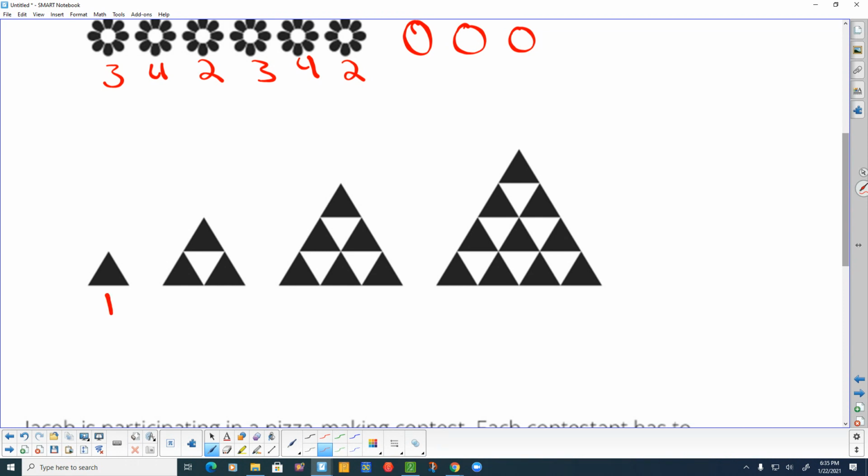I got 1, and I got 3, and I got 6. Okay, right now I've got plus 2, plus 3. Okay, this is not arithmetic. I've got times 3, times 2. It's not geometric, so this is neither sequence.